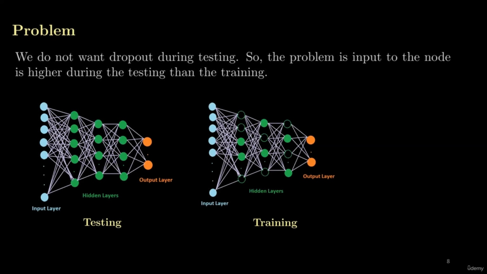So what is the solution of this problem? If you see here, during testing, all the nodes are taking part in the learning, but during the training, few of the nodes are dropped from each of the layers due to the dropout regularization. So here the scaling factor for the data is not the same during the testing and training. So what is the solution of this problem?